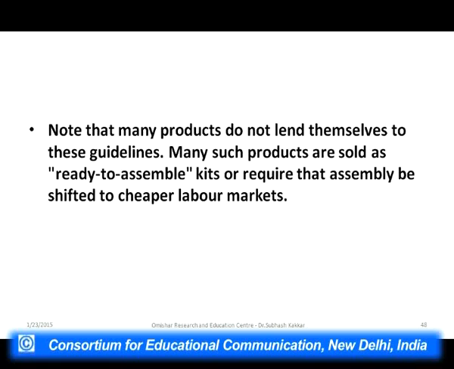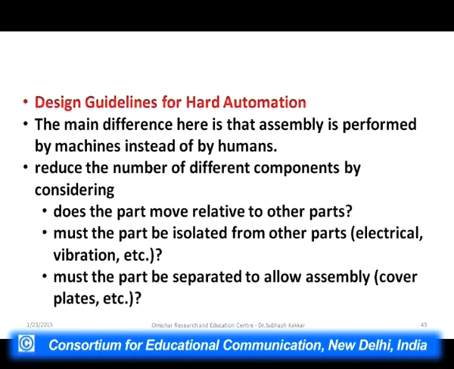Note that many products do not lend themselves to these guidelines unless we design them properly. Many such products are sold as ready to assemble kits or require that assembly be shifted to cheaper labor markets. Design guidelines for hard automation, meaning automatic machines, and there are certain guidelines for them also. The main difference here is that assembly is performed by machines instead of by human manpower.